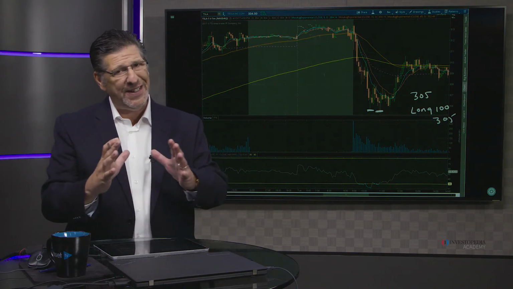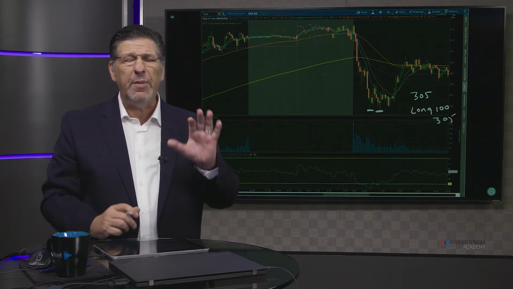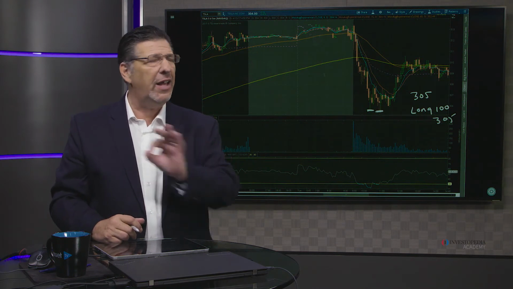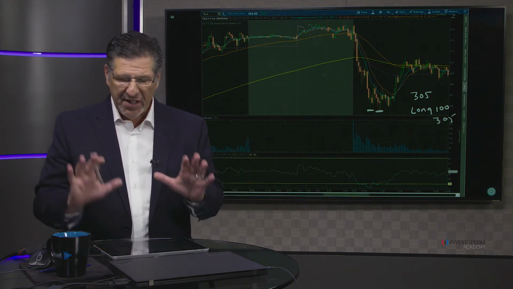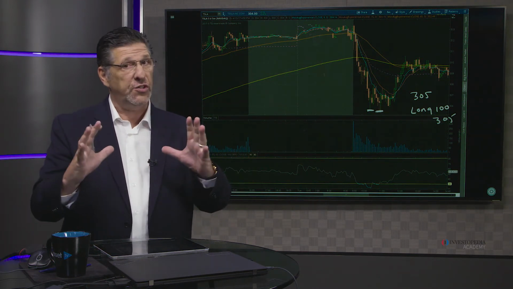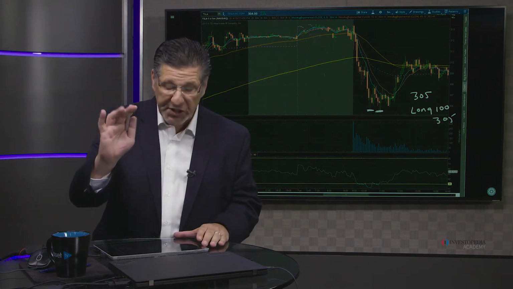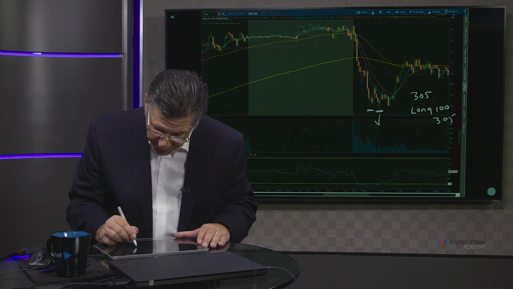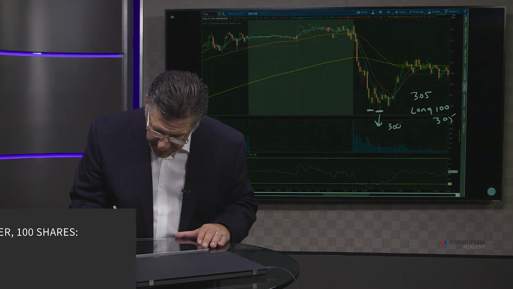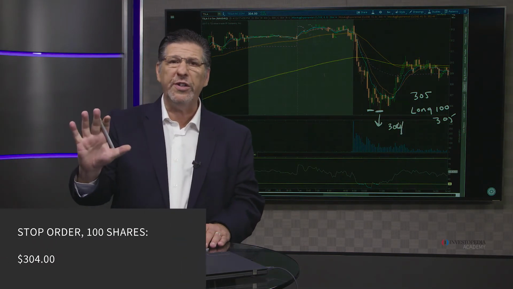Now, Tesla's a $305 stock. You might need to give it a little more room on your stop order, but I'm certainly not risking more than $1 no matter what the price of the stock. So let's say we're going to risk $1 on Tesla because it's $305. First thing we do, stop order at 304. That's the most we're willing to risk.